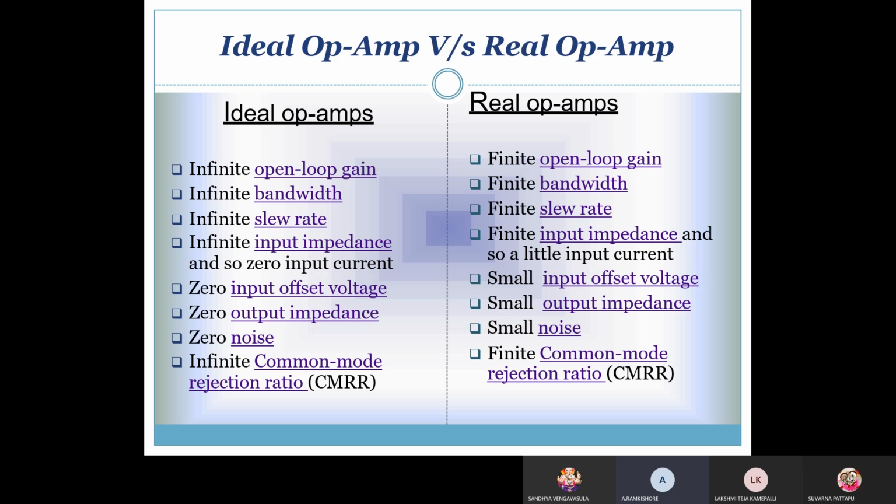So the main difference between intrinsic and extrinsic semiconductors is that we have to add some impurities to the intrinsic semiconductor. The adding of impurities is nothing but doping.